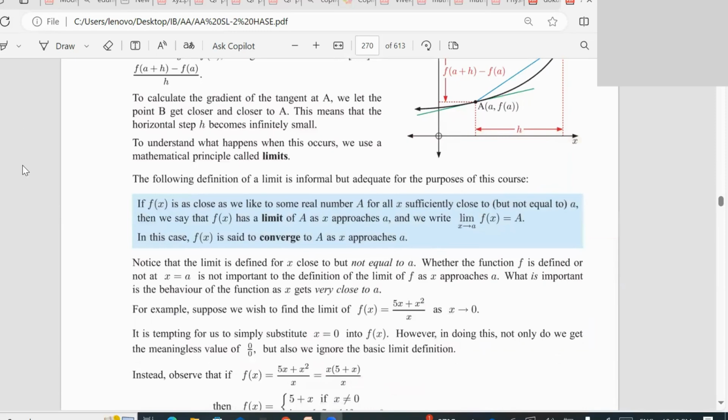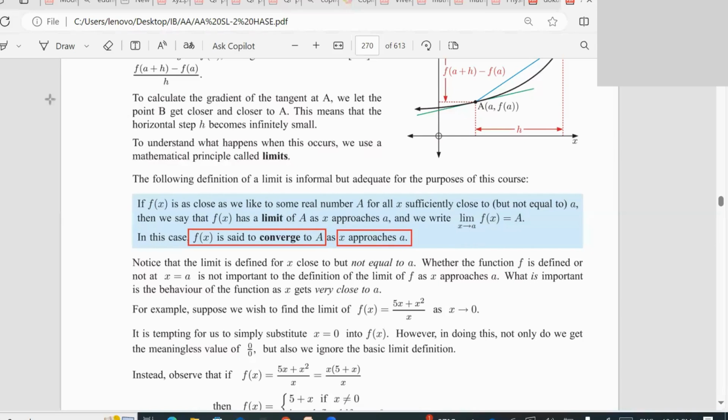Now, if you see this sentence, f(x) is said to converge to a as x approaches small a. As soon as you reach over there, it is going to approach a. When we write limit x tending to a, it means we are going to approach a.